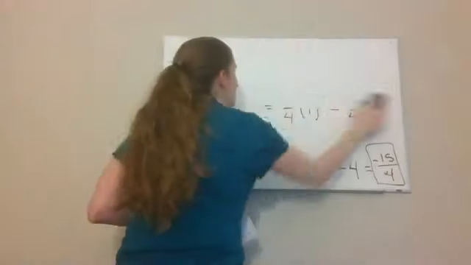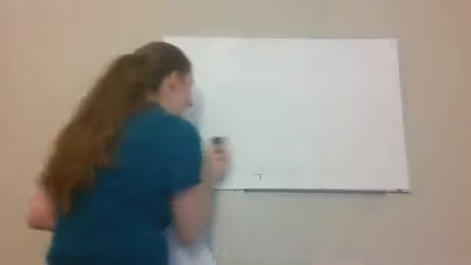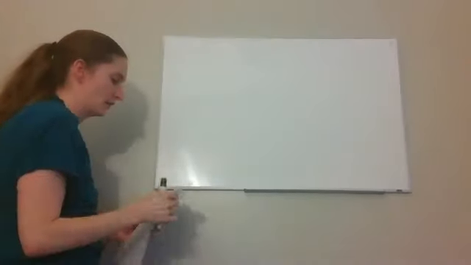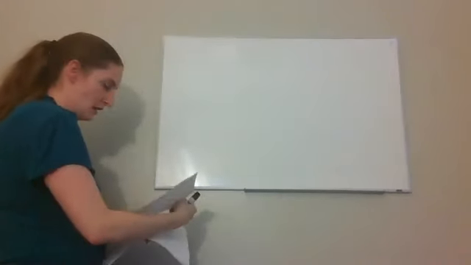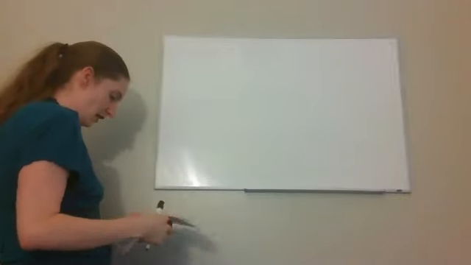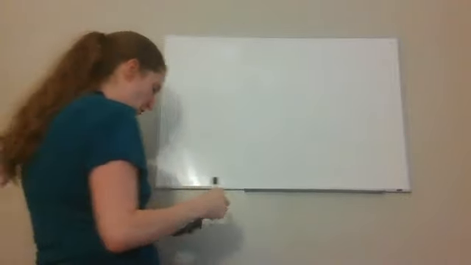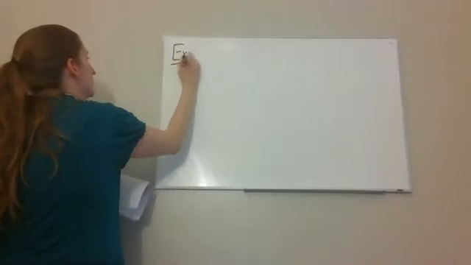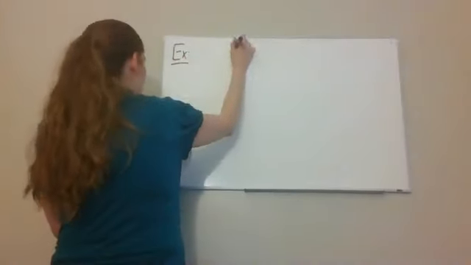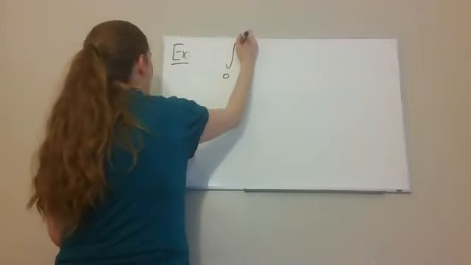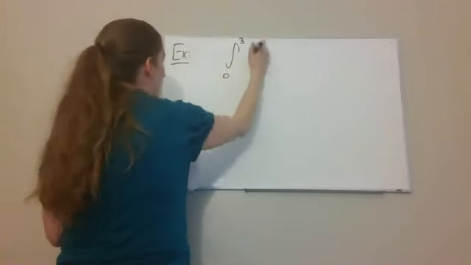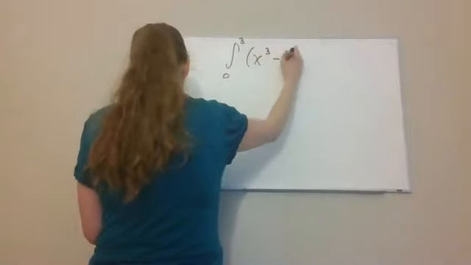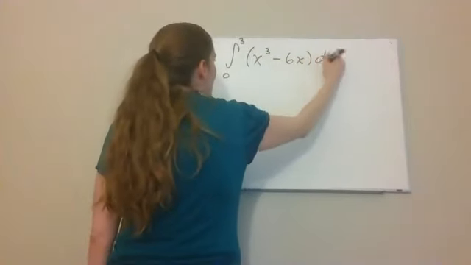All right. So that was our first couple examples of definite integrals, and that wasn't too bad. Let's do one that's a little bit harder, but still not terrible. Let's try the definite integral from 0 to 3 of x to the third minus 6x dx.